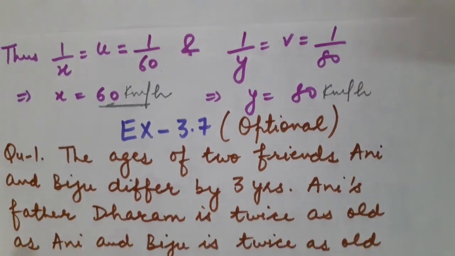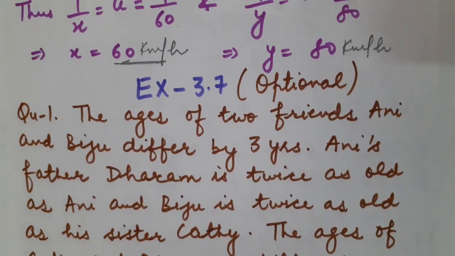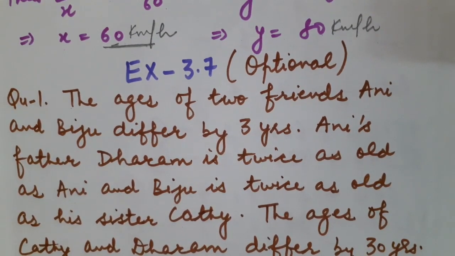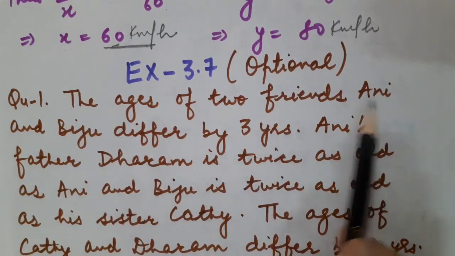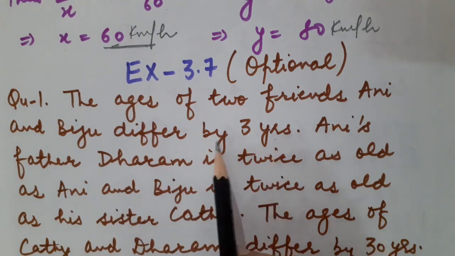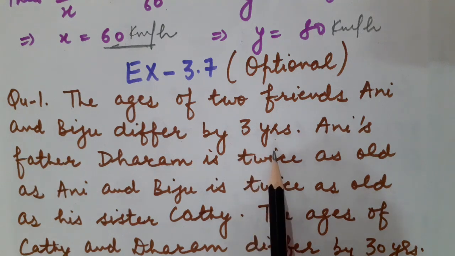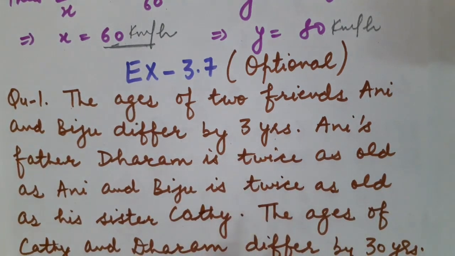Understood, children? Now let us switch to the HOTS questions related to exercise 3.7, that is the optional exercise of NCERT. Children, I am going to take the very first question. Please be alert. The ages of two friends, Annie and Biju, differ by 3 years. Means the difference between the ages of both the friends is 3 years. But we do not know who is elder than the other, right?